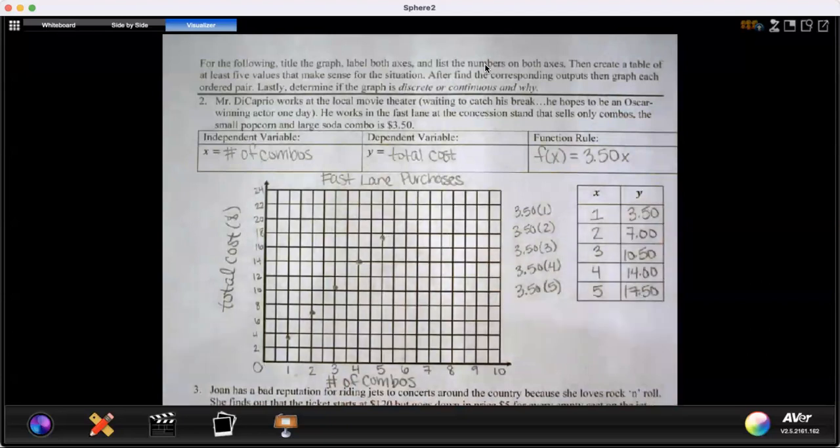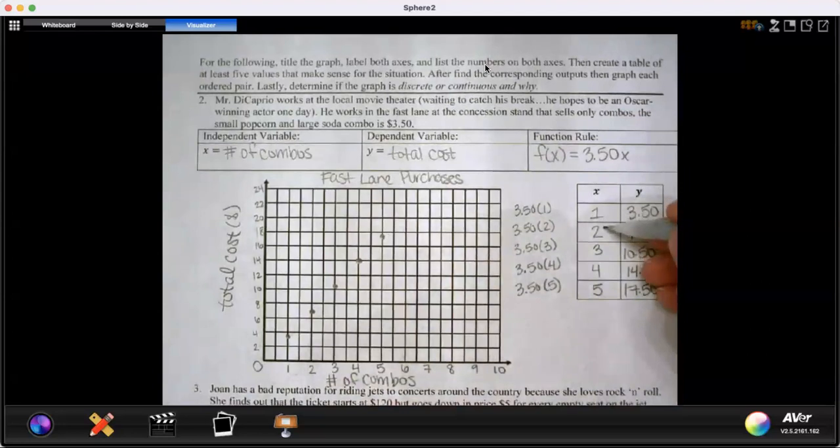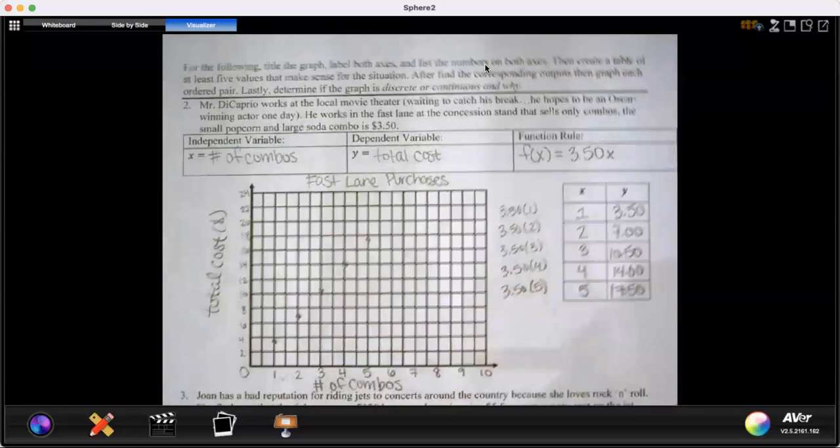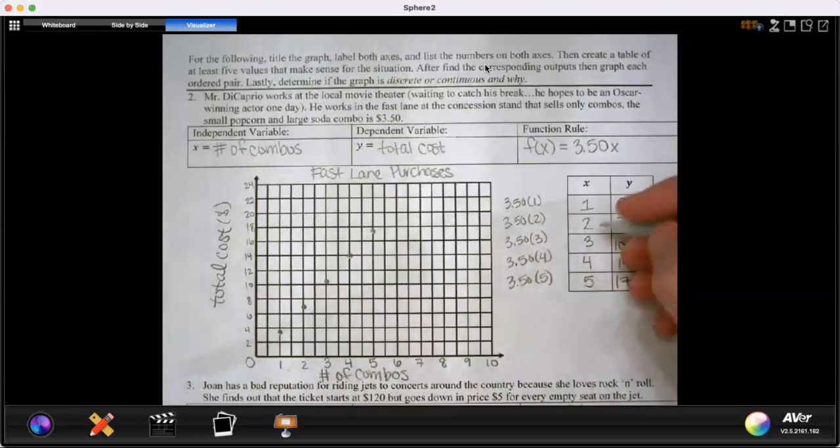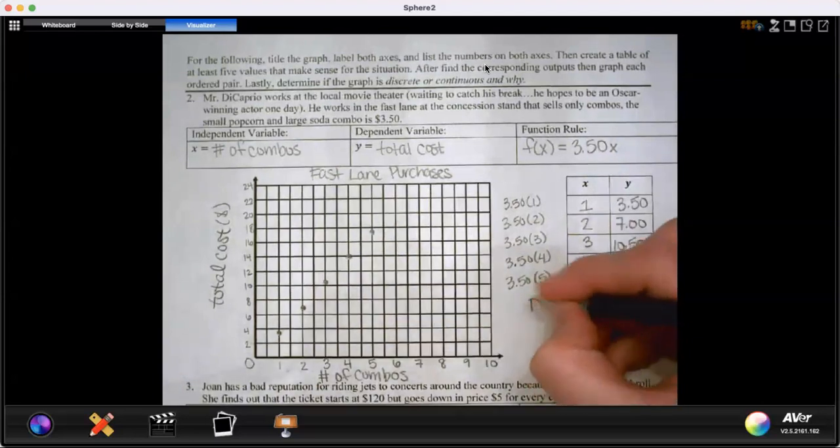Again, we want to think back to the definition we wrote on the front. Can I fractionalize my points? Can I find 1.5 for an x value? Could I find 2.3 of an x value? In this case, the answer would be no. Can I buy 1.5 bags of popcorn with half a soda? No, it doesn't work that way. You either buy one combo or two combos. You can't split up a combo. So therefore, this one is going to be discrete.